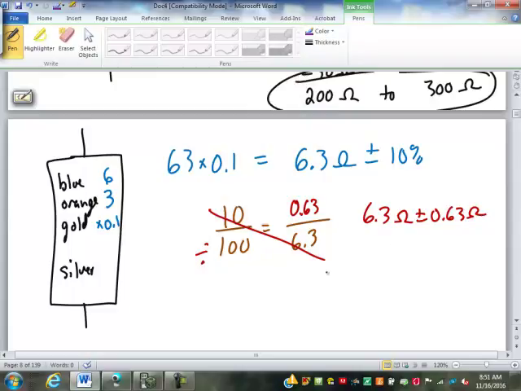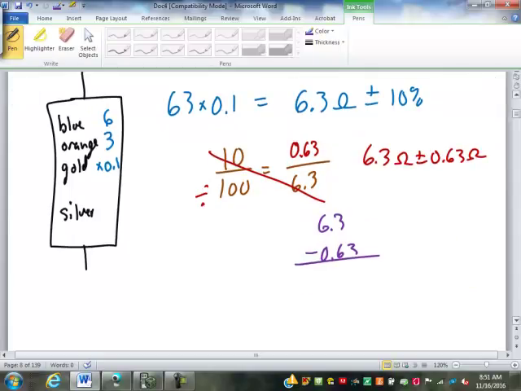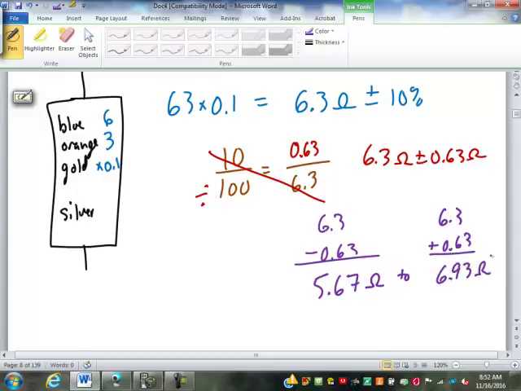So that gives us a range, 6.3 minus 0.63 of 5.67 to 6.3 plus 0.63, 6.93. There's our range.